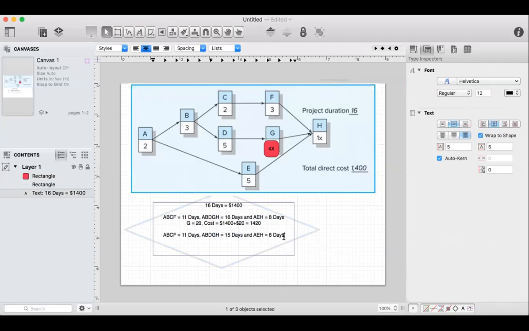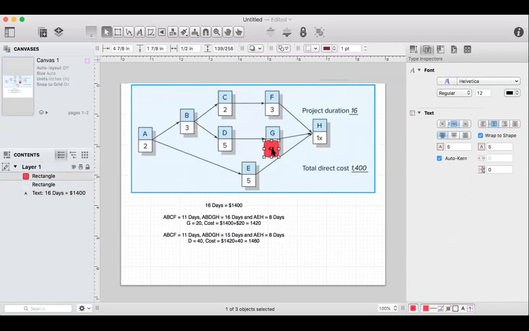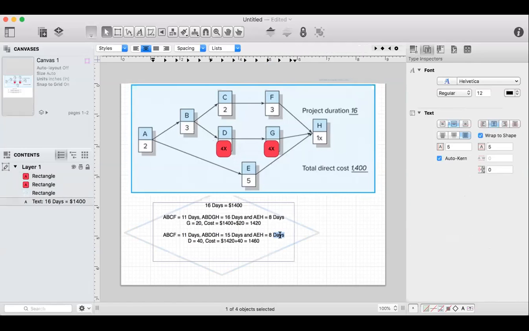D is $40. Okay, so D equal 40, cost equal 1420 plus 40 equal 1460. And now I know that I've reduced D by 40. And what do I put instead of the D here? 4X. And now this is finished. Now I have to go and count again. This becomes 14.